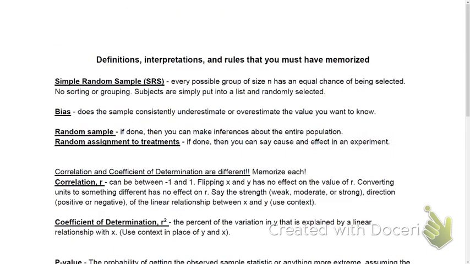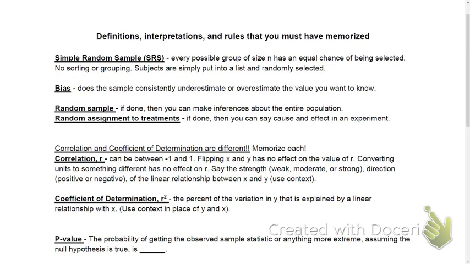Okay, the very first definition is something that people get confused by, and they think it sounds really incorrect. But I promise you, that is the correct interpretation of SRS. They love to ask you about bias. If the sample is biased, how is it biased? In other words, is it underestimating or overestimating whatever population parameter you're trying to measure?